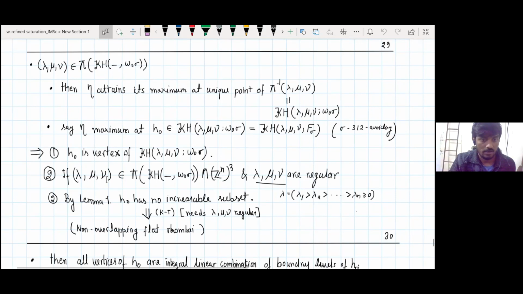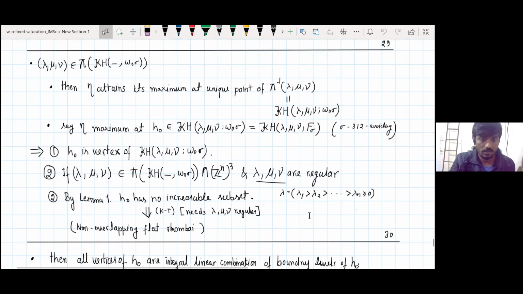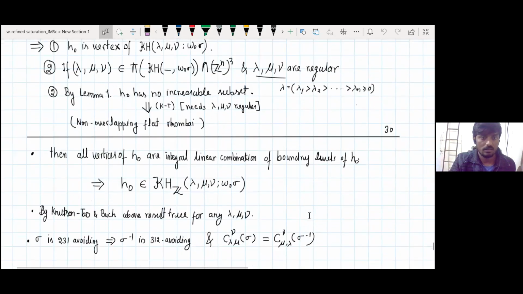This was one condition of the Knutson and Tao proof. And if you take lambda mu nu in the image of this pi, intersected with integral, I am taking lambda mu nu integral, and also one more condition, lambda mu nu is regular. Regular means lambda 1 is strictly bigger than lambda 2, strictly bigger than all the way to lambda m. So what is the argument?